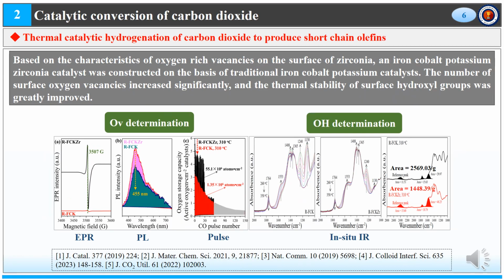The second part is catalytic conversion of carbon dioxide. Point 1. Thermal catalytic hydrogenation of carbon dioxide to produce short-chain olefins based on the characteristics of oxygen-rich vacancies on the surface of zirconia. An iron cobalt potassium zirconia catalyst was constructed on the basis of traditional iron cobalt potassium catalysis. The number of surface oxygen vacancies increased significantly, and the thermal stability of surface hydrogen groups was greatly improved.